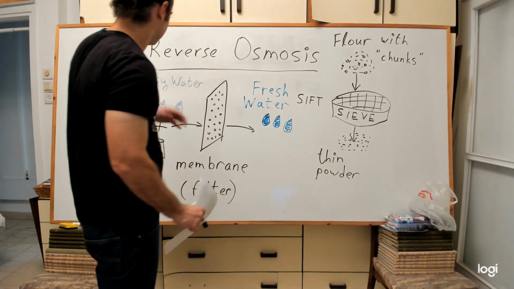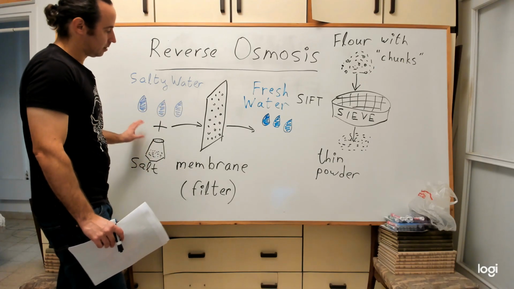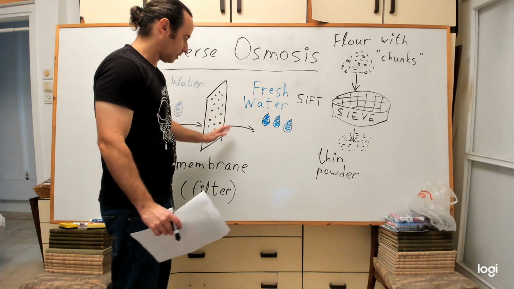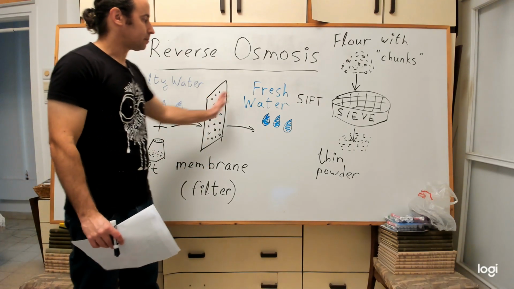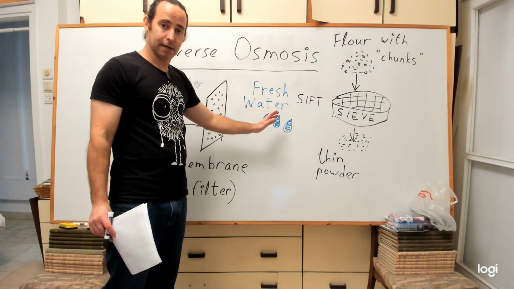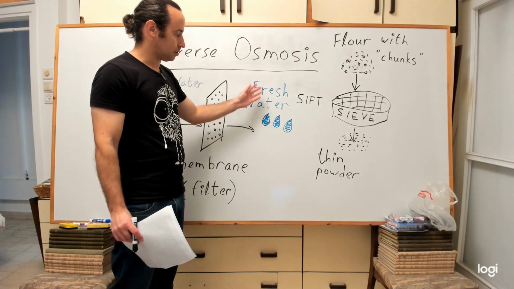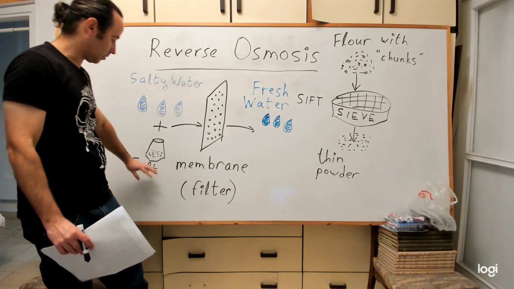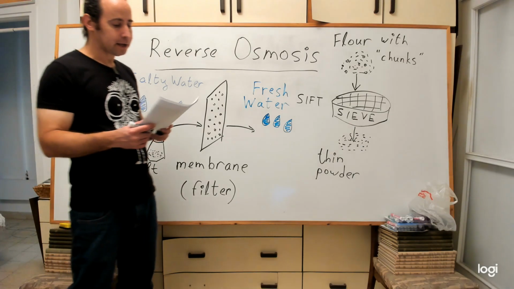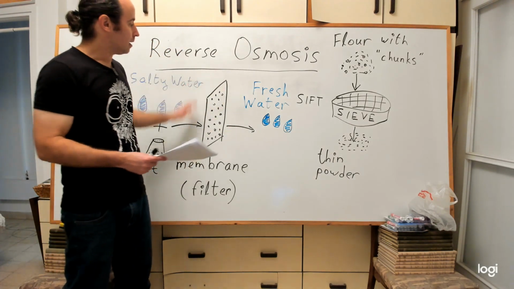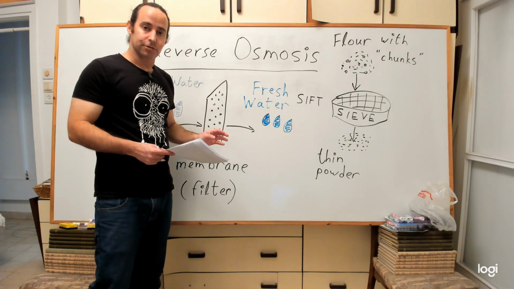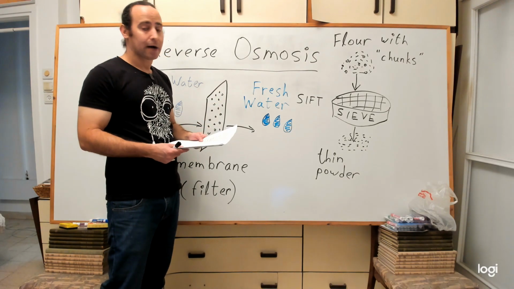So again, if we put it here with the salt, we put it through the sieve, like through the filter, through the membrane. And here we have it without the unwanted part, which is without the salt. The salt is gone. Okay, but when we do it like this, it takes a lot of energy. Okay, I'm not going into why.